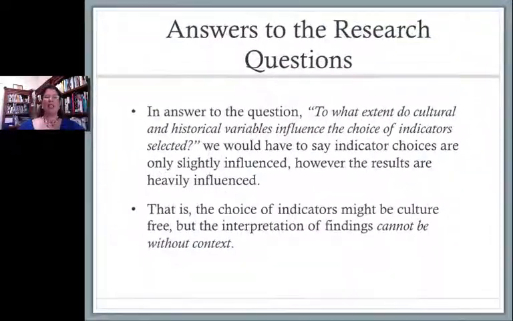Then finally, to the third question, how do culture and historical variables influence the choice of indicators? In choosing the indicators, there's almost no evidence that there's a cultural influence in that. However, in the analysis of the data that was gathered, there's no way of escaping it. There is no cultural-free indicator that exists in measuring education. So the answer is kind of mixed. We know that it's not usually an influence in the choice of indicators, but that it cannot help but be influential when you're analyzing the data that's yielded from those indicators.